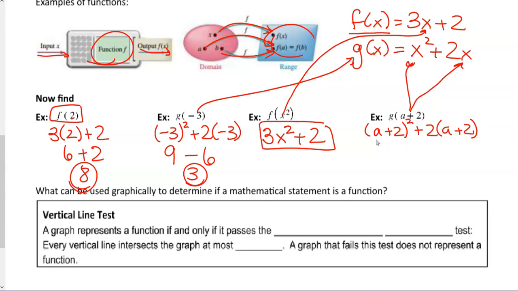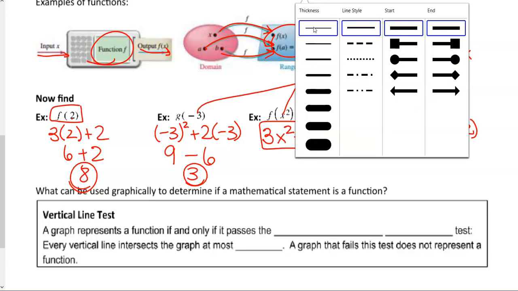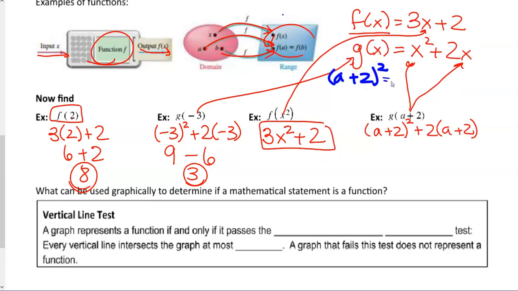This is a binomial that, if you recall, a plus 2 squared. Let me change my thickness here. Okay, this is equal to a plus 2 times an a plus 2. And so when I have to multiply two binomials, if you recall, that is a foiling situation in which I have to do my first outer inner last. So this would be a times a is a squared.